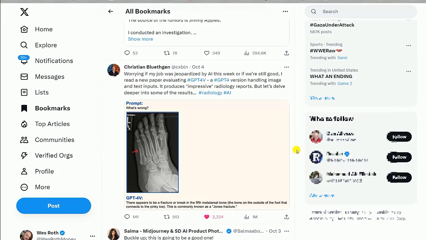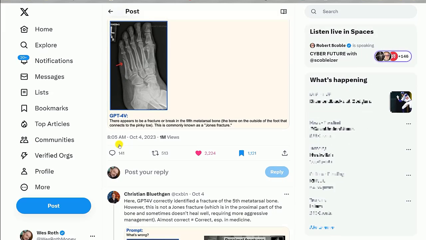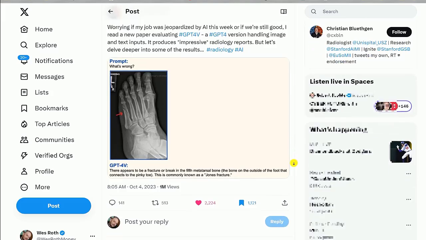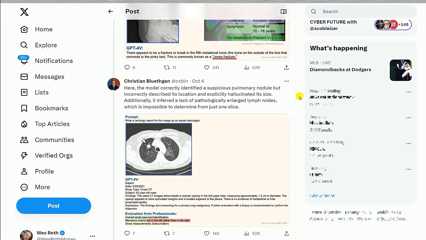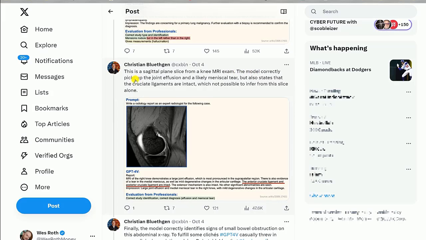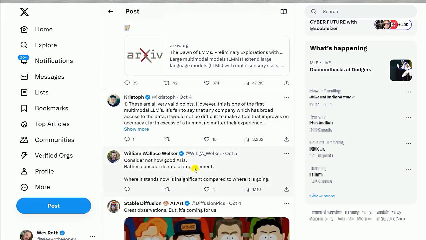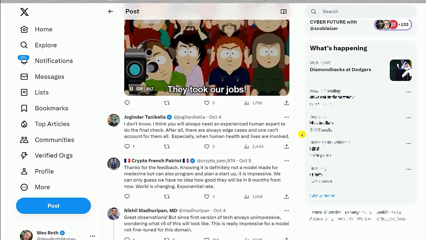This is interesting. Here's a doctor that breaks down the GPT-4 vision and what is right, what is wrong. So he is impressed by it, but he does say that there were a few errors. So for example, this isn't a Jones fracture. And he's saying that it's almost correct, but that's not the same thing as being correct. Then he's saying it maybe jumps to conclusions a little bit with this sort of radiology report. And then it's saying, so the model correctly picks up on the joint effusion and likely meniscal tear, but also makes some assumptions that are not possible to infer from this slice alone. Anyways, and it continues. And of course, somebody posted ticker jobs, which, how could you not put that in there?